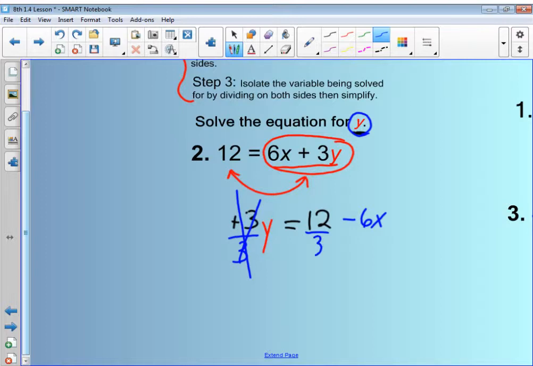Divide by 3, and this is the new part because we have more than one term there. Each term gets divided by 3. And no, they don't have to have the x. That's when you add and subtract.